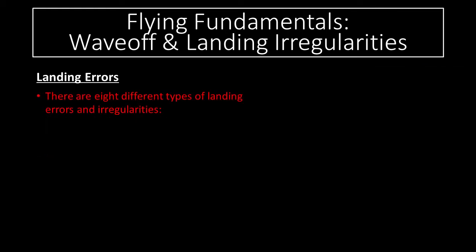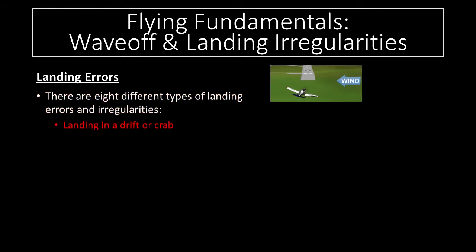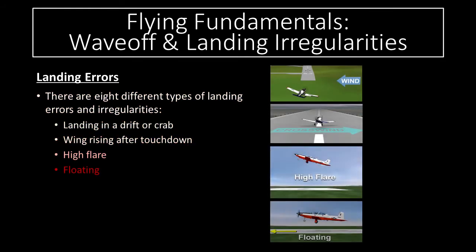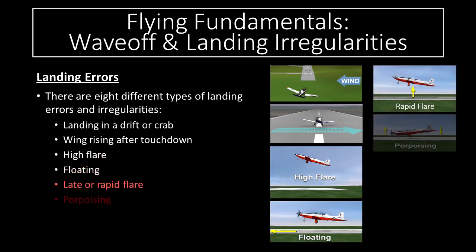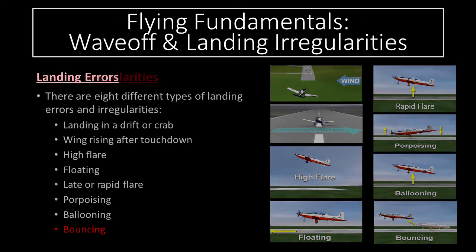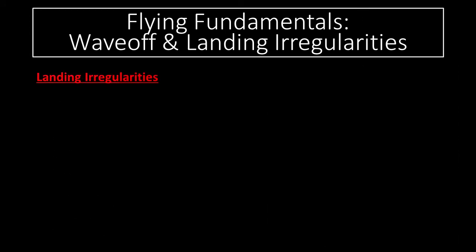The 8 landing irregularities are: landing in a drift or crab, wing rising after touchdown, high flare, floating, late or rapid flare, porpoising, ballooning, and bouncing. We will discuss each landing irregularity in detail.